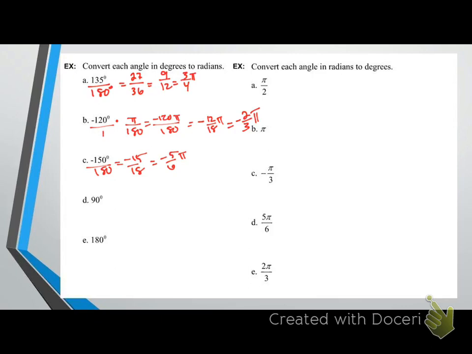And then 90 degrees, right? Divide by 180. That's actually just a half. So we get 1 over 2. Pi is in the numerator, so just get pi over 2. And we've seen that already on our quadrantals of our unit circle. 180, just divide by 180, and you get just pi. Okay?